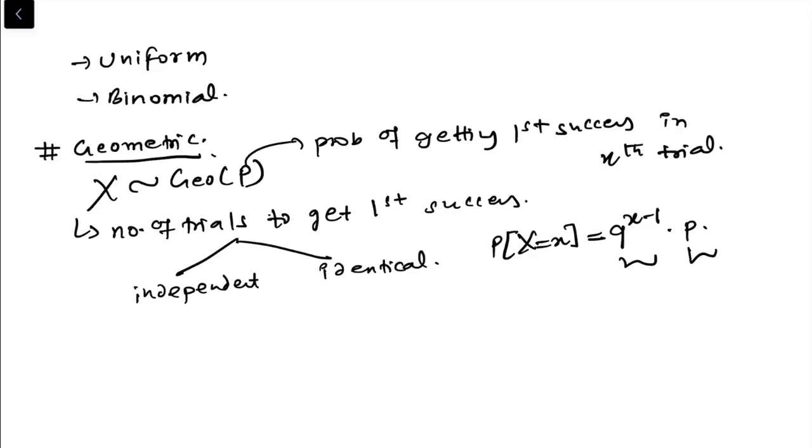Now let's look at the mean and variance. So mean is 1 over p and variance is q over p square. Let's derive mean and variance one by one.